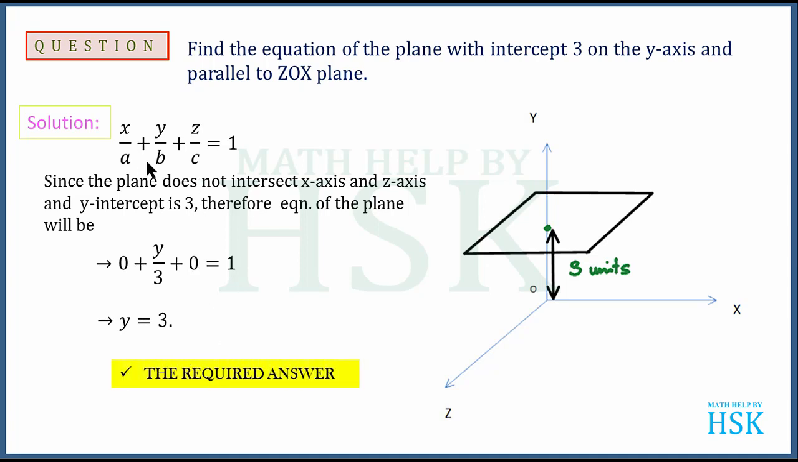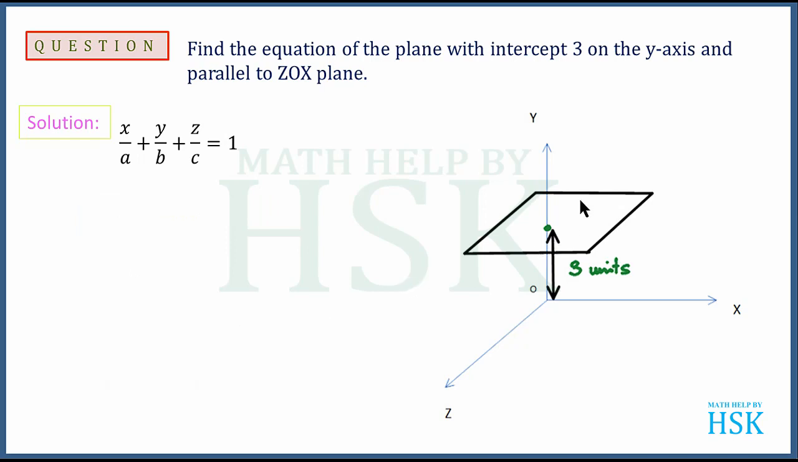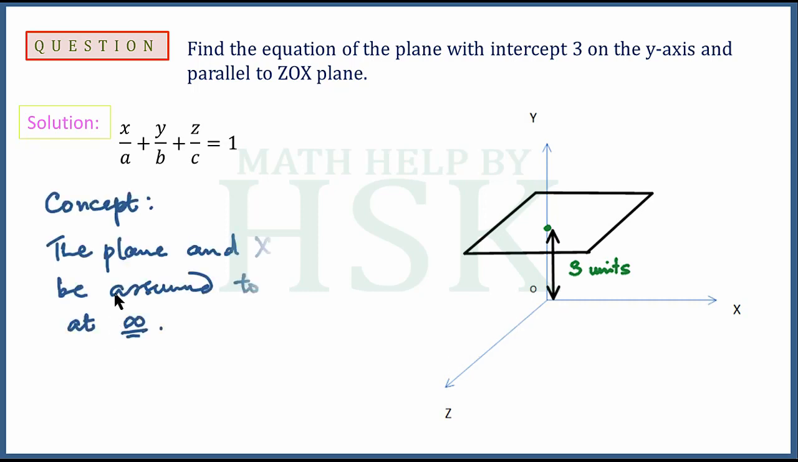Now one question could strike you: why have we taken x upon A and z upon C as equal to 0? This is the conceptual point I was talking about. Since this plane is parallel to the x-axis and z-axis, we can assume that this plane intersects the x-axis at infinity and the z-axis at infinity, or we can say that the x-intercept is equal to infinity and the z-intercept is also equal to infinity. So the plane and x-axis can be assumed, this is an imagination, to intersect at infinity.